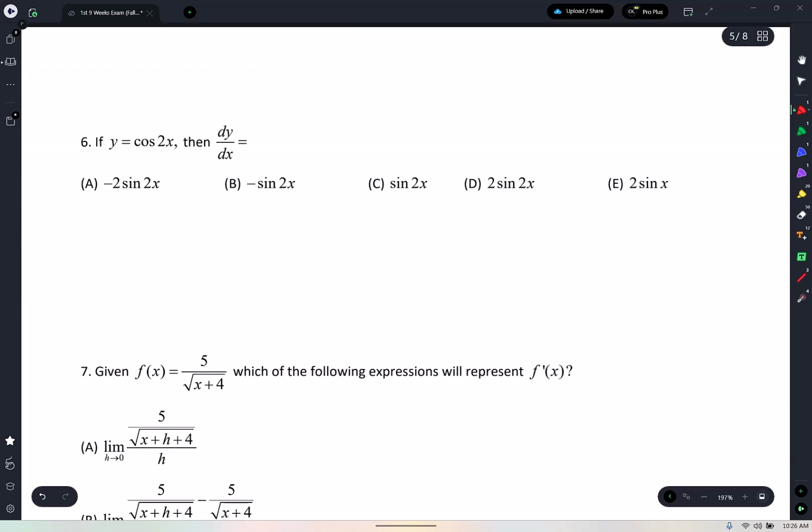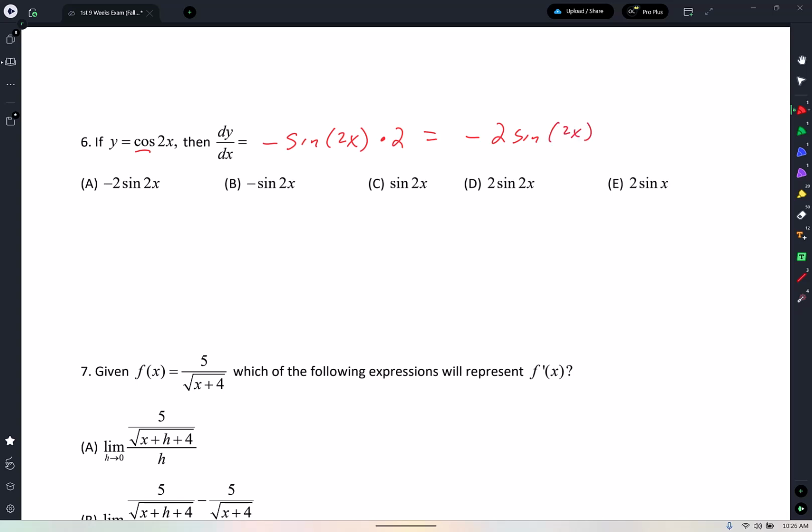All right, here we go. Number 6. Y equals cosine 2x. I want the derivative. What's the derivative of cosine? Negative sine. Keep the argument. Am I done? Times the derivative of your argument. What's the derivative of 2x? 2. Let's rewrite it nice and pretty. Negative 2 sine 2x. I look for that. Done. Cool or not cool? Okay.